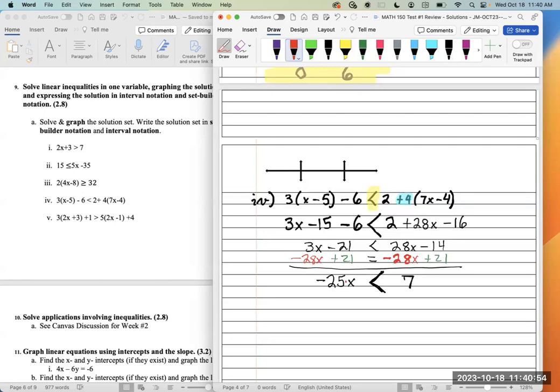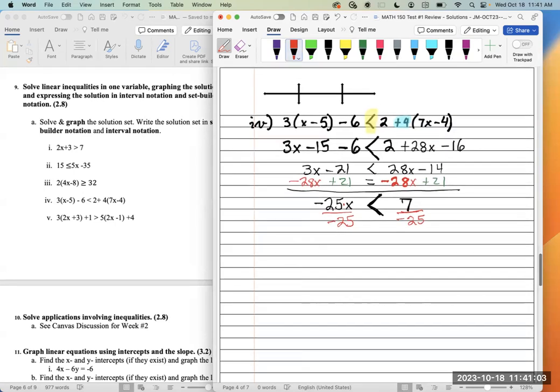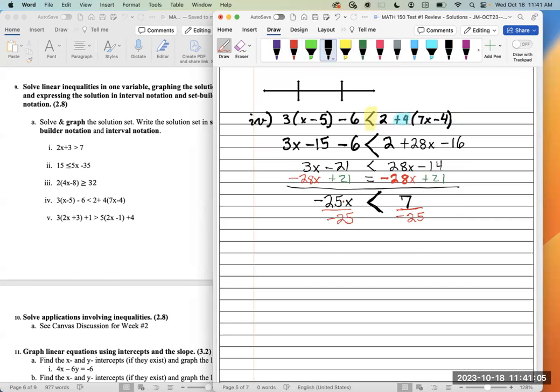My goal is to have x by itself. What's blocking that goal is the negative 25. So I divide by the coefficient. The number in front of the variable is your coefficient. Now, I just divided by a negative, so I will change the direction of my inequality. I'm now looking at x is greater than negative 7/25. And this would be the answer.